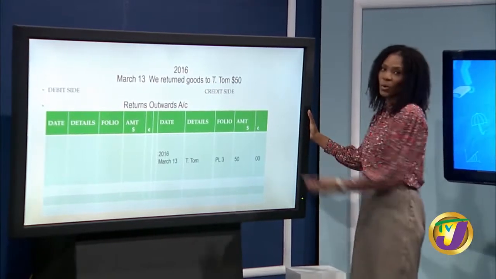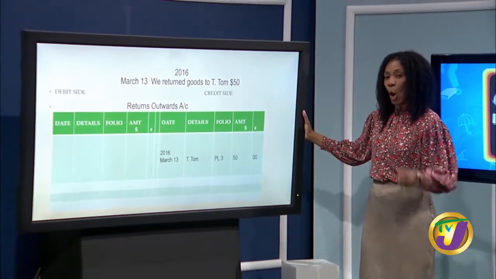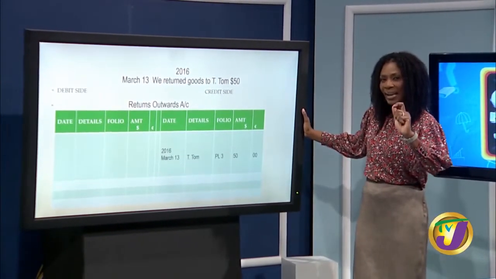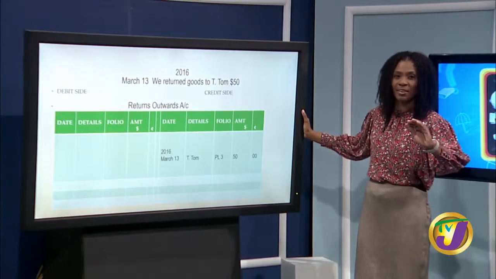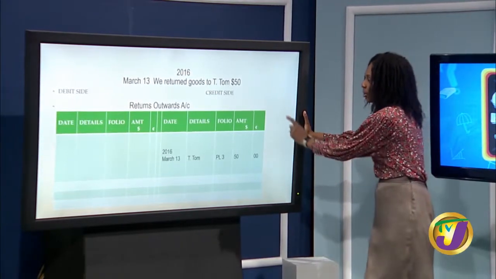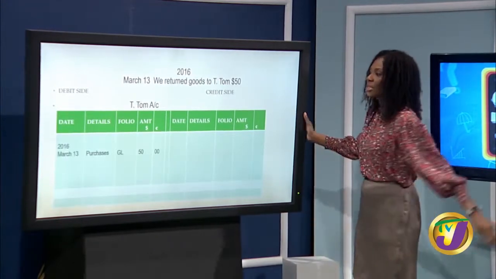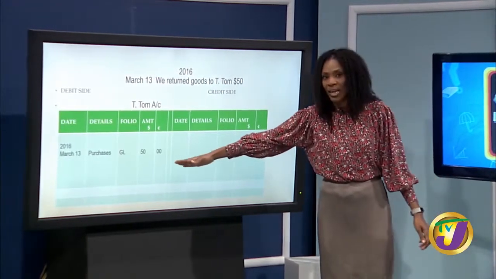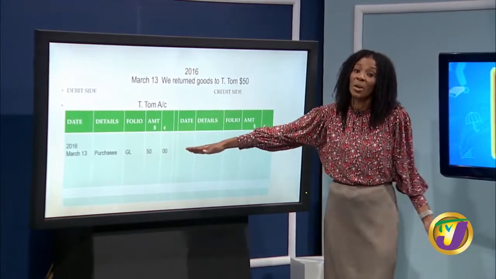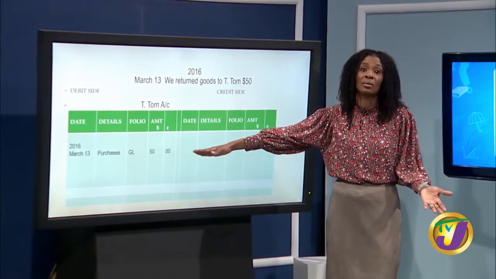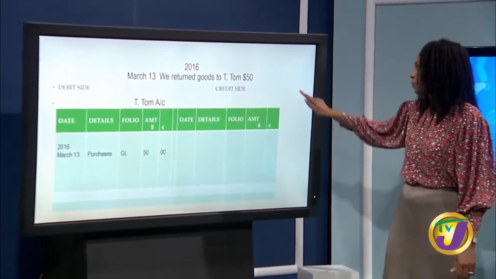Now, this is what we would have on the credit side. See it? Easy like cheese. Once you bear in mind the double entry rules, you have nothing to fear. All right. And of course, that's a credit entry in the returns outwards account. So this is what it would look like for the debit entry in T-Tom's account. And we'll be reducing in liability because we're giving back T-Tom's goods, right? So we're going to debit T-Tom's account.